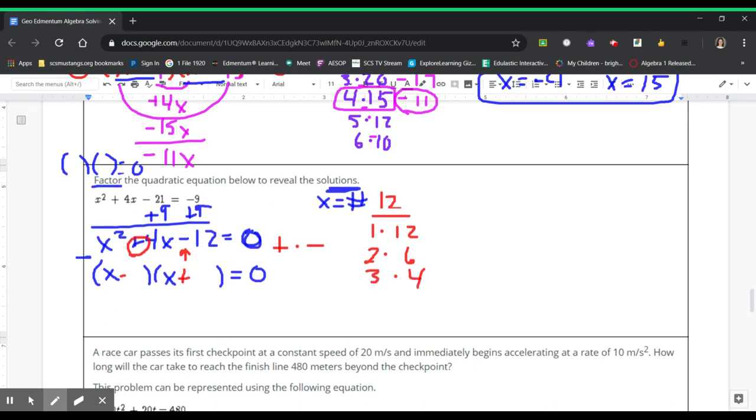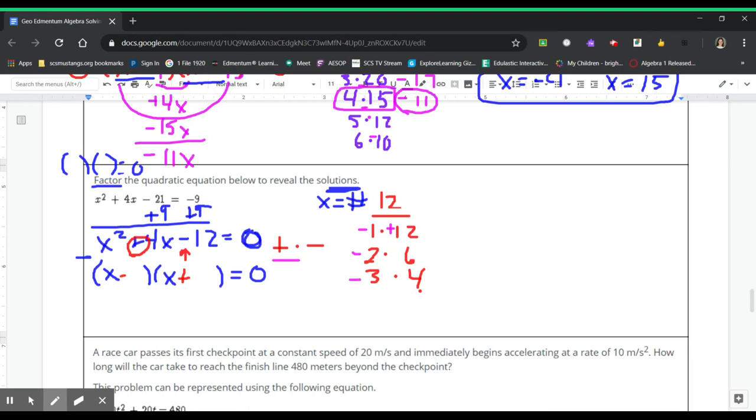That's a lot better than, remember when I was saying sometimes they're not going to be quite as busy. This is one example where it's not quite as busy. So then if I put my signs in that we figured out over here, I know my bigger number is going to be positive. So positive, this one's negative, that one's negative, that one's negative. Okay, so I'm looking for things that add to be a positive 4.